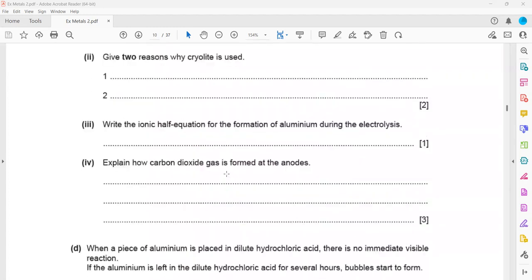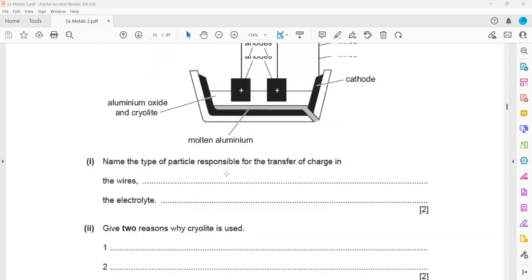Then write an ionic equation for dissolving aluminum oxide. Aluminum oxide is dissolved in cryolite. Cryolite is also a molten substance, but you can consider it a liquid, and it dissolves aluminum oxide. So cryolite is actually acting like a solvent.